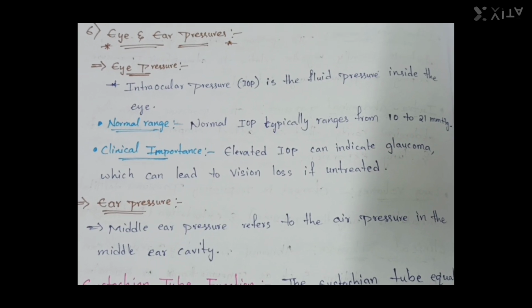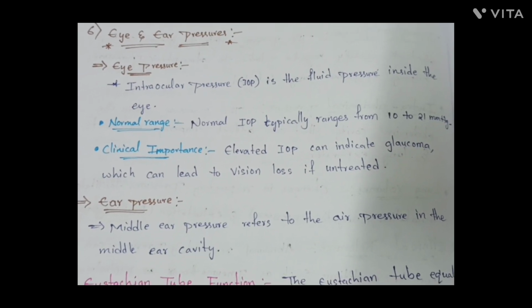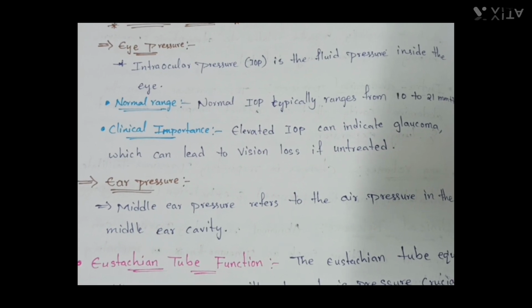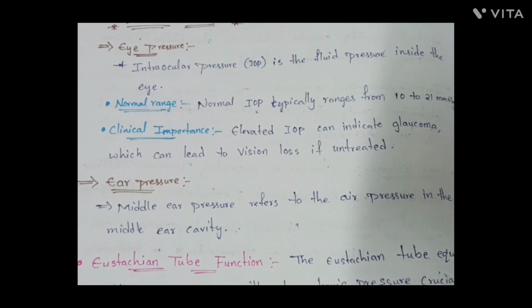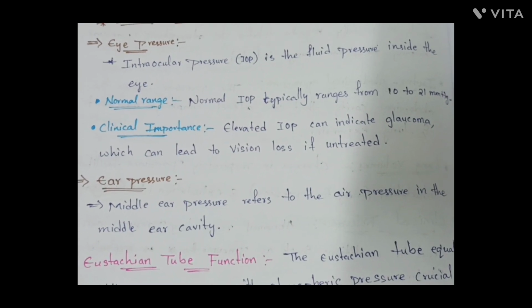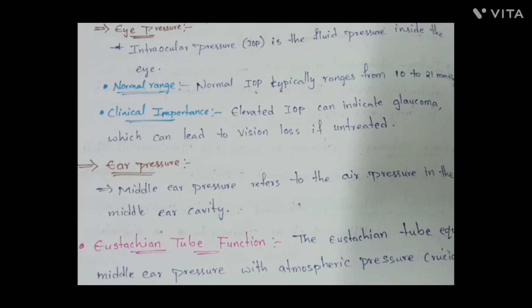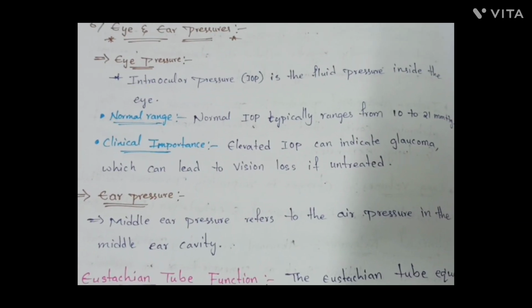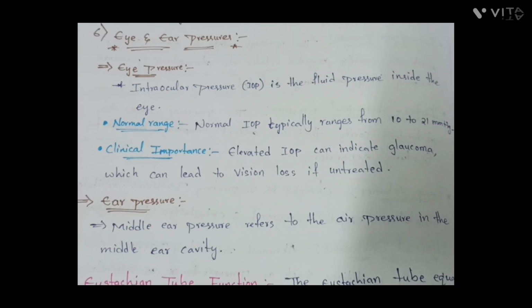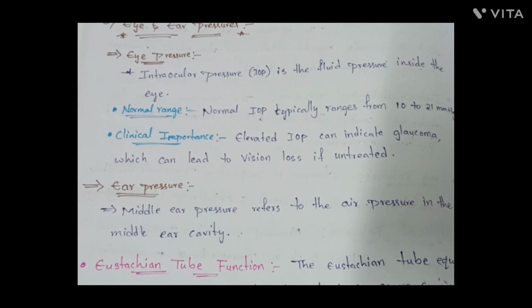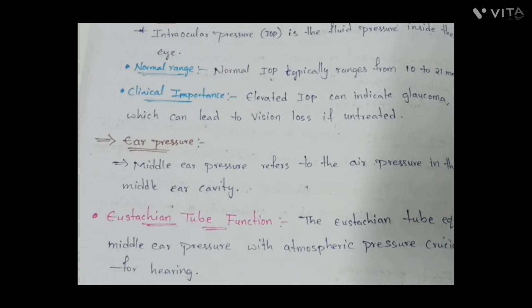Eye pressure. Intraocular pressure is the fluid pressure inside the eye. Normal range. The normal range of intraocular pressure typically ranges from 10 to 21 mmHg. Clinical importance. Elevated intraocular pressure can indicate glaucoma, which can lead to vision loss if untreated.